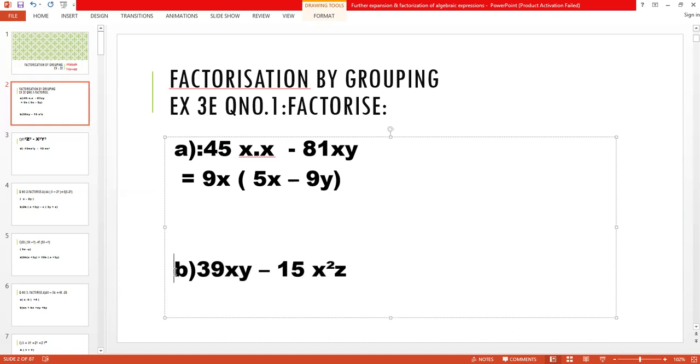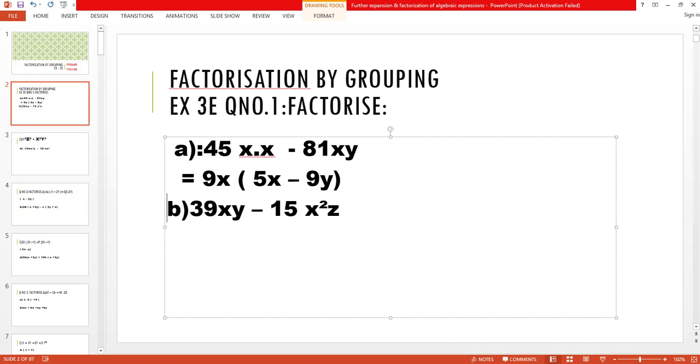Now we come to part B. Here in part B, again they gave us two terms. This one is 39, this one is 15. In which table does 39 come? 3 and 13. And here 3 and 5. Which one is common? 3 is common, so here I have to write 3. Here they gave us x squared, so this means x is common. Then y, and here z, so this 3x is the only common factor.